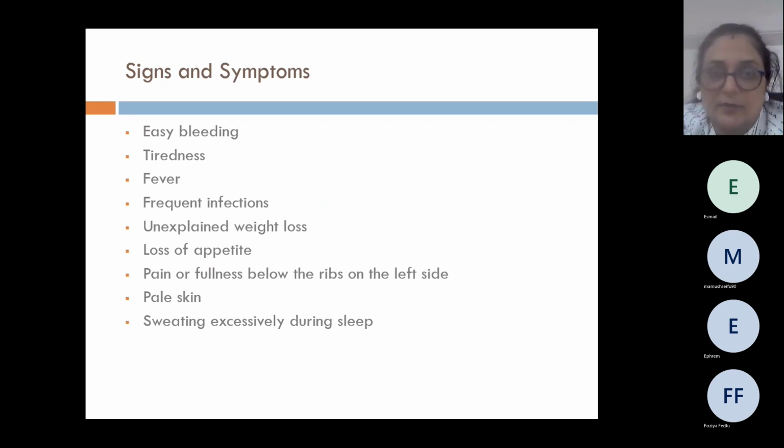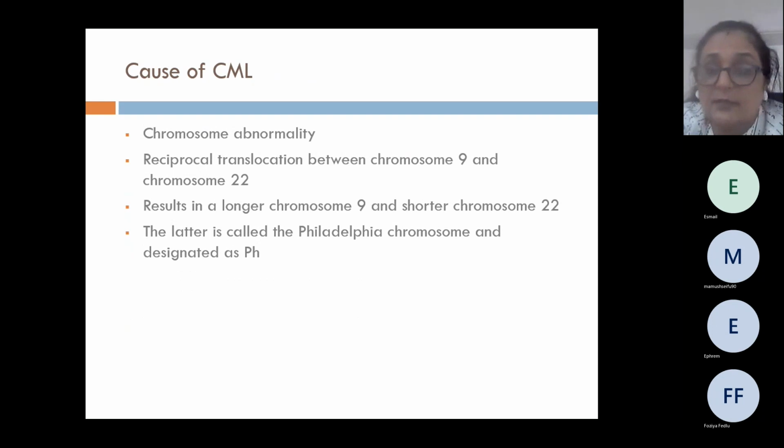What are the signs and symptoms of this disease? Your patients will have easy bleeding, patients will get tired, will have fever, frequent infections, unexplained weight loss, sometimes loss of appetite. They can also feel pain or fullness beyond the ribs on the left side because there you have the bones which have bone marrow. Okay, so because of that, they can feel the pain. Skin gets pale. There can be excessive sweating during sleep. So these are some of the common signs and symptoms of CML.